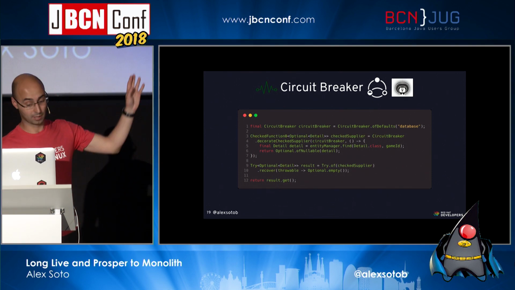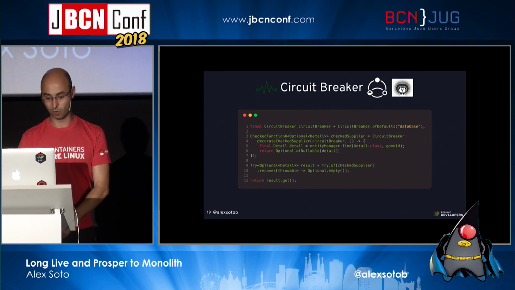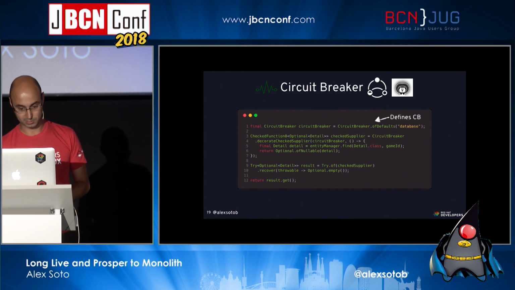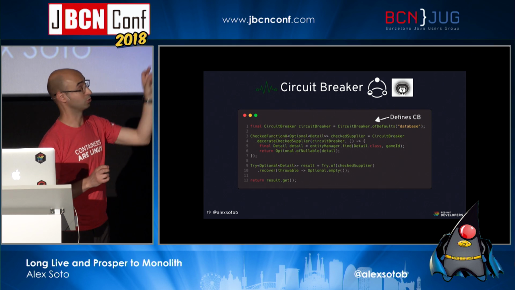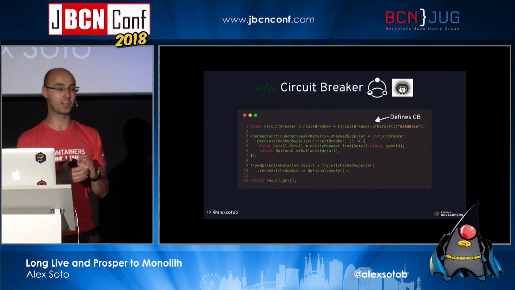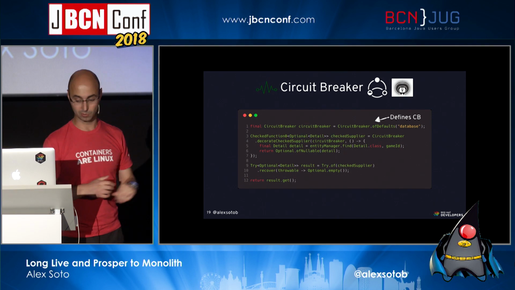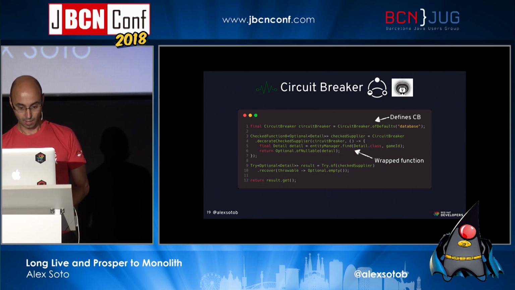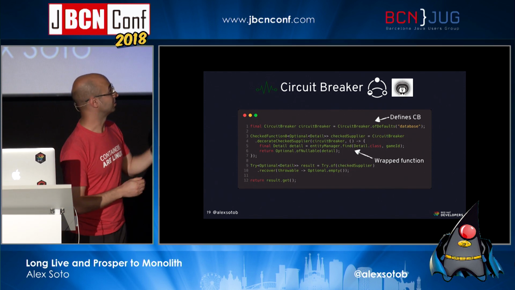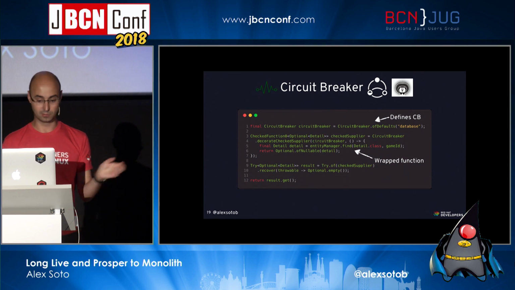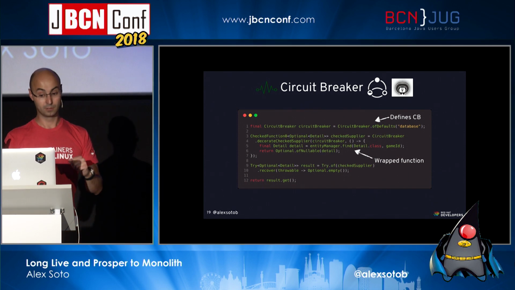And this is how Resilience4j works. You need to define a circuit breaker, and you give it a name. In this case, I'm putting all the database calls inside this circuit breaker. And this is the wrapped function, which is like a JPA call, which I do simply with entityManager.find this game.